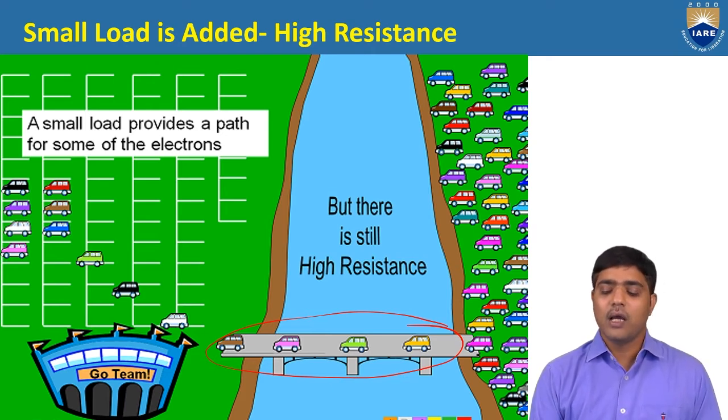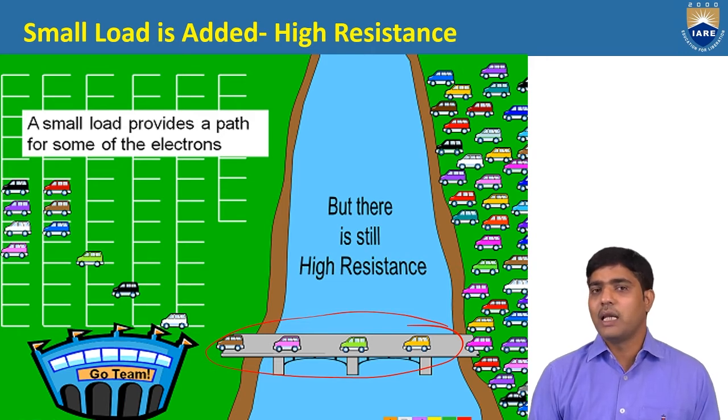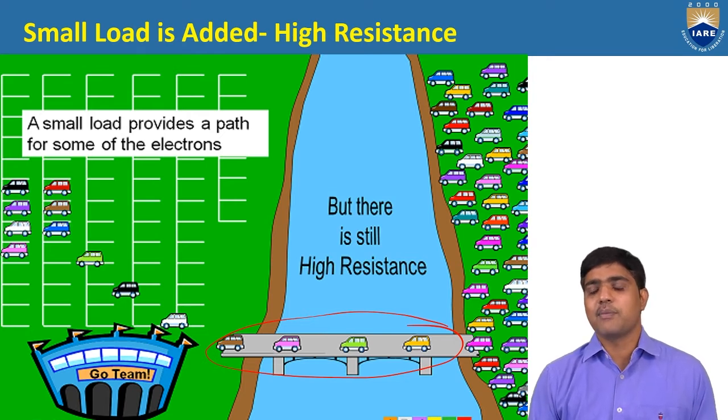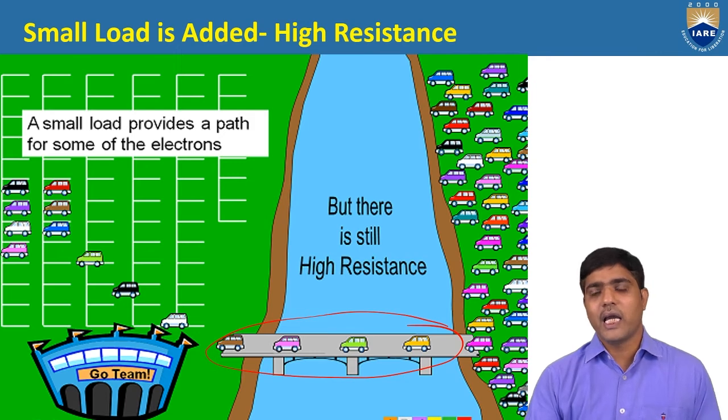So you have added a small amount of load, but it still offers a high value of resistance. The higher the value of resistance, the less the flow of electrons. If the bridge is narrow, only a small number of cars can cross it in a particular duration of time. So this is like offering a high value of resistance. A small load provides a path for some of the electrons, not for all the electrons.